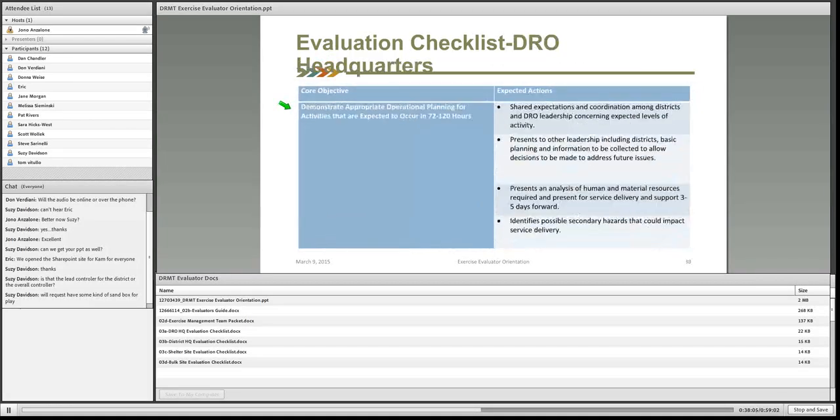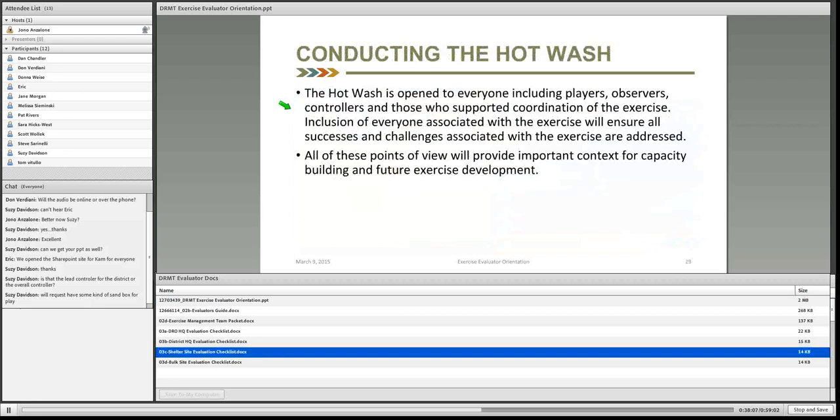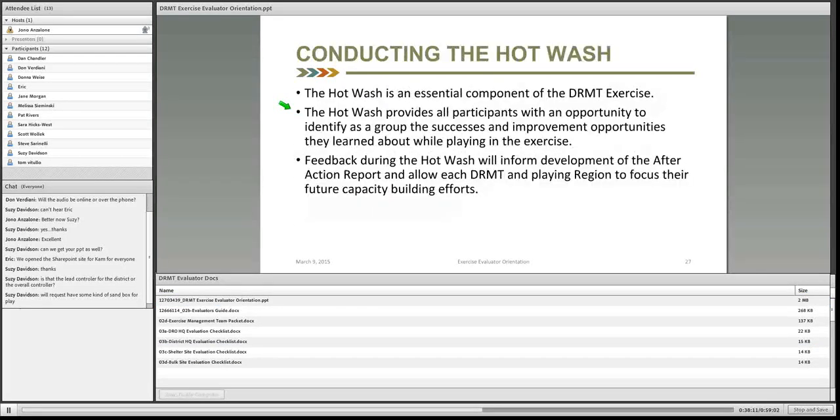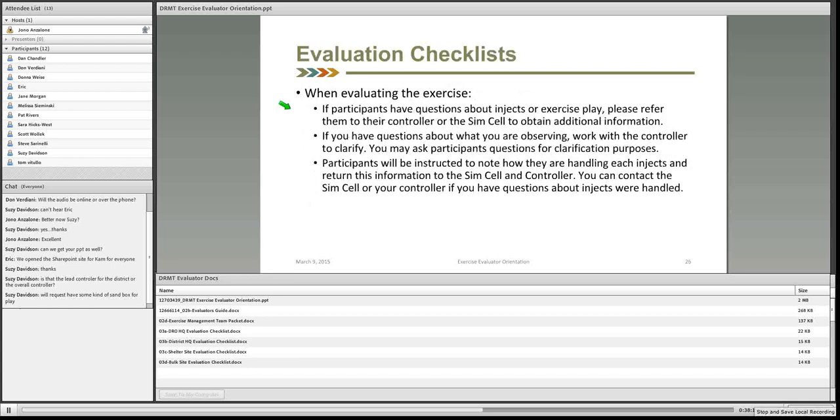So I'm going to pause there as I jump back to talk a little bit about the hot wash and see if there are questions on any of the evaluation criteria.